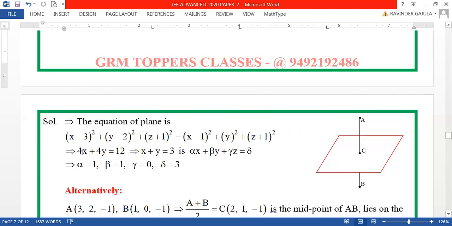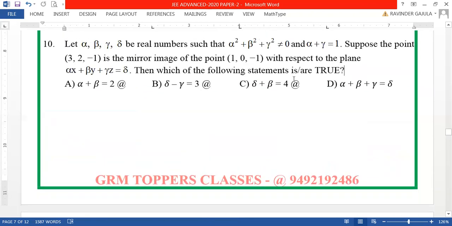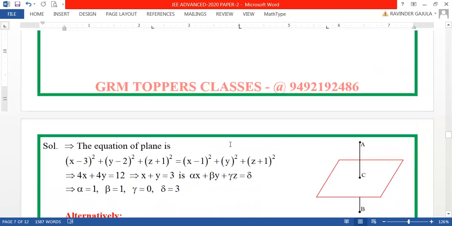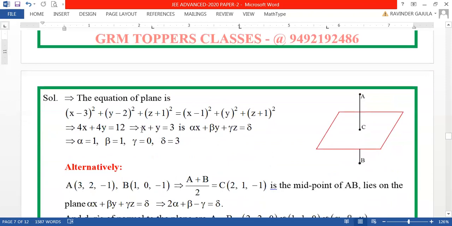Simplifying that, the equation of the plane is x plus y equal to 3, without a common factor of terms. Moreover, it is given that alpha plus gamma equal to 1. Alpha is the coefficient of x here. Gamma is the coefficient of z here, where gamma is 0. That's why alpha must be 1. Hence, in the simplest form, you can take this as x plus y equal to 3. So this plane is given as alpha x plus beta y plus gamma z equal to delta. Then alpha equal to 1, beta equal to 1, gamma 0 and delta 3, dear friends.